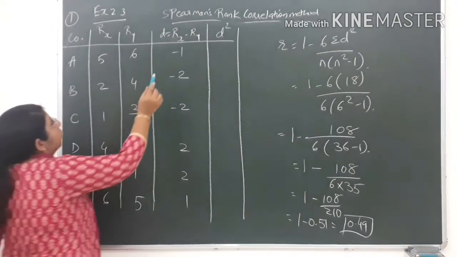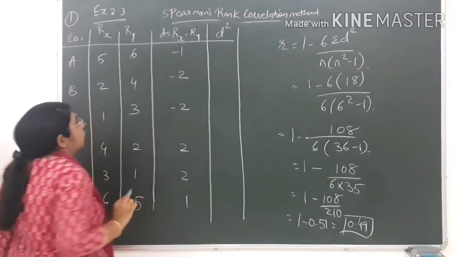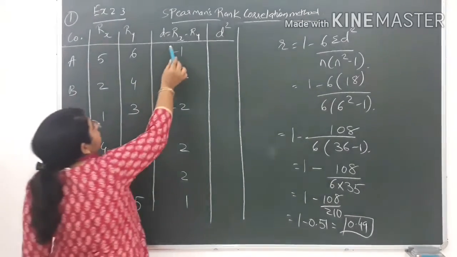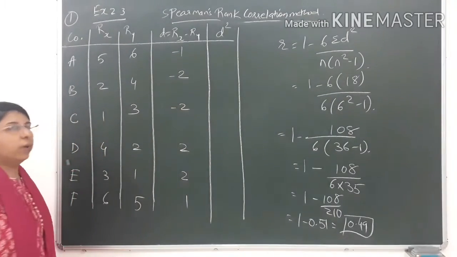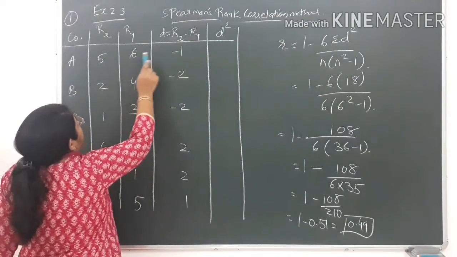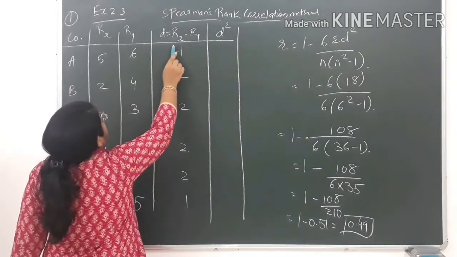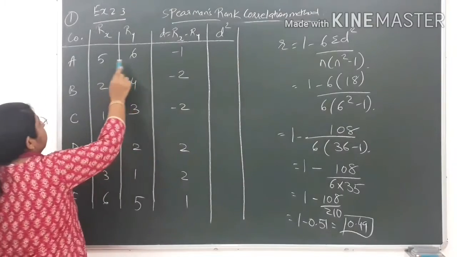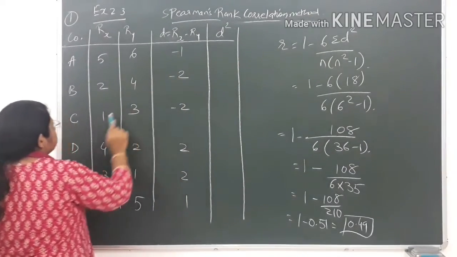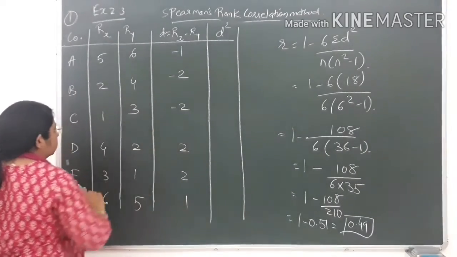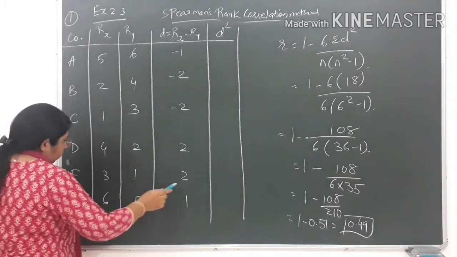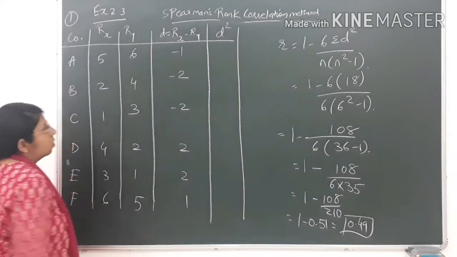Now the main important point starts over here, that is D. I already explained the formula: D is equal to the difference between ranks of two different variables, X and Y. So 5 minus 6 is equal to negative 1, 2 minus 4 is equal to minus 2, 1 minus 3 is equal to minus 2, 4 minus 2 is equal to positive 2, 3 minus 1 is plus 2, 6 minus 5 is plus 1.